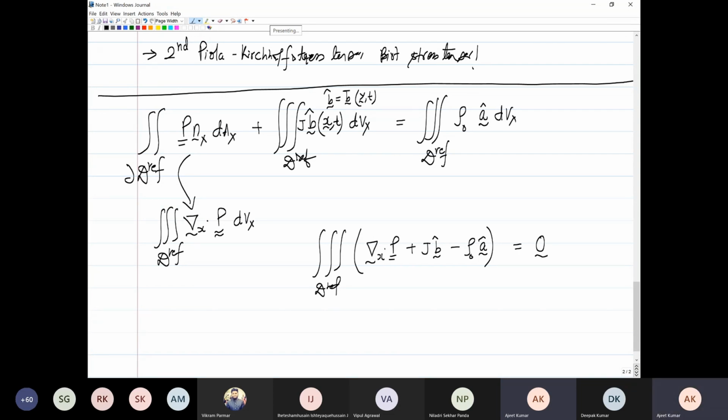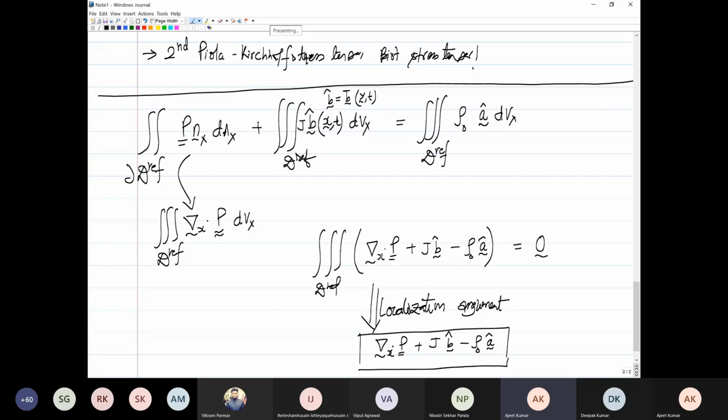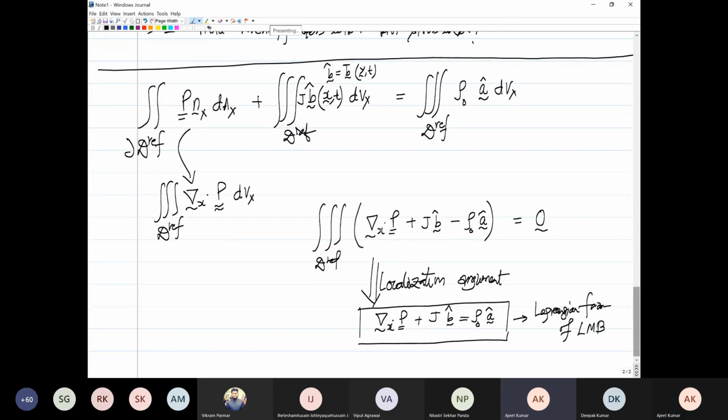Now we will say that because it holds for any D ref, for any part of the body, D ref is arbitrary. It can be as small as possible, which allows us to use the localization argument and say that the integrand must vanish. This gives us the equation for linear momentum balance in the Lagrangian formulation. Sorry, I can say here it's equal to this. So that's the Lagrangian form of LMB. Is that okay with everyone? Yes, dVx is missing here.